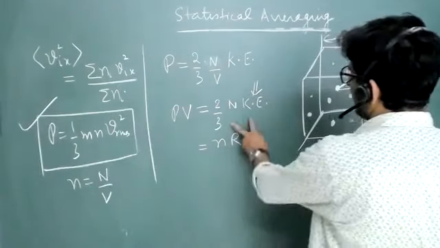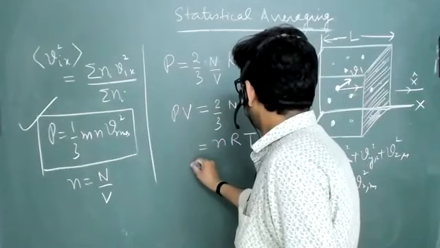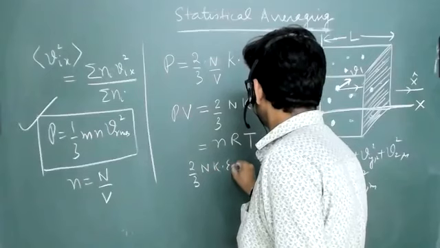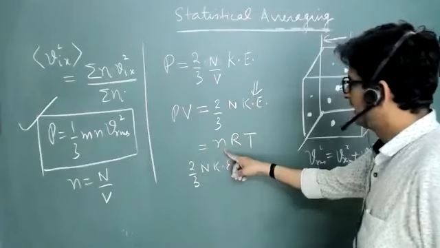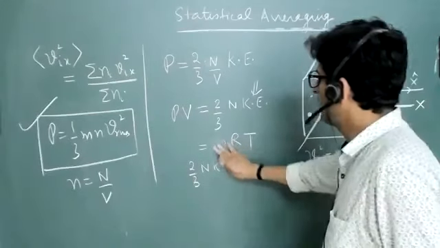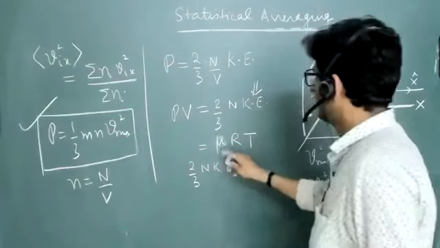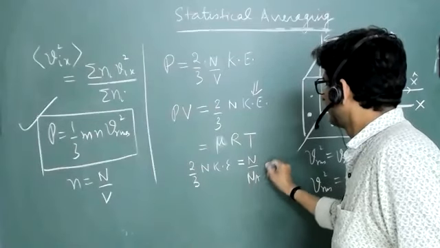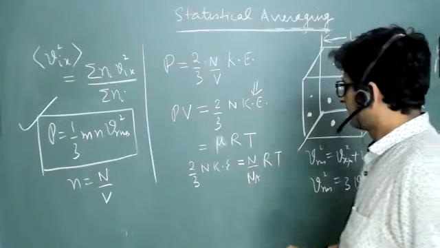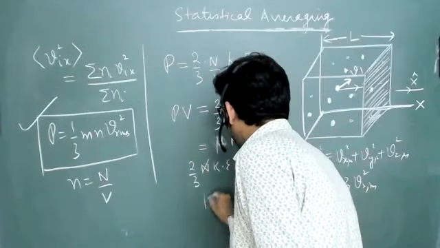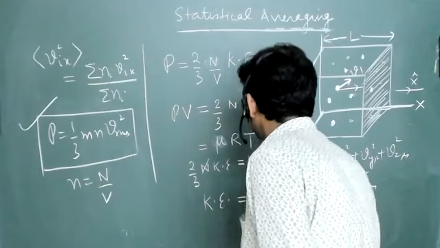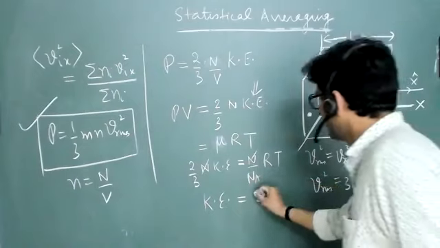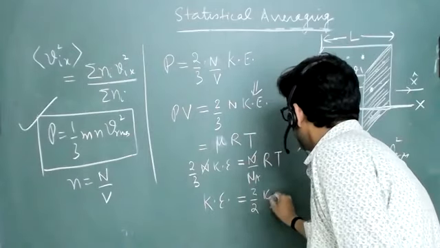So you can immediately write 2/3 n times kinetic energy is equal to this n. ये सब n अलग अलग हैं, इसको म्यू लिख देता हूं so that you will not confuse. This is number of moles, which is n/Na, right? And this is R, this is T. So now n will cancel, and your kinetic energy of a single molecule, R/Na. R is universal gas constant, Na is Avogadro number. So this will become 3/2 kBT.